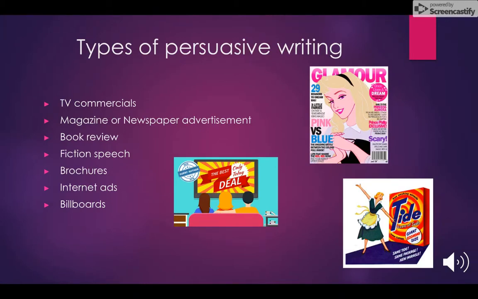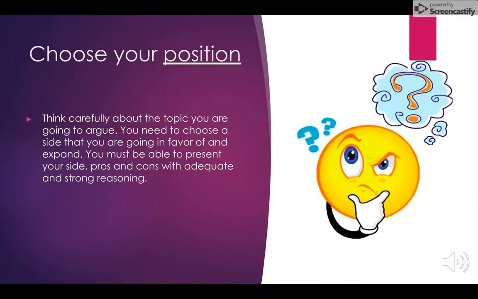Now, some different types of persuasive writing may include TV commercials, magazine or newspaper advertisements, book reviews, fictional speeches, brochures, internet ads, and billboards. Have you ever seen any of these examples? Awesome. Okay, so the first thing you need to do is choose your position. You have to think carefully about the topic you are going to argue. You need to choose a side that you are going in favor of and expand. You must be able to present your side, pros and cons, with adequate and strong reasoning.